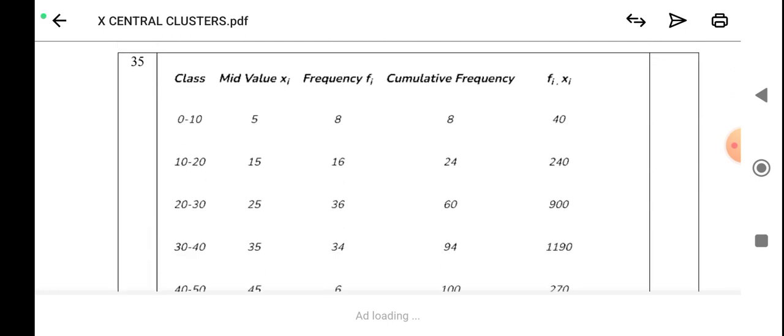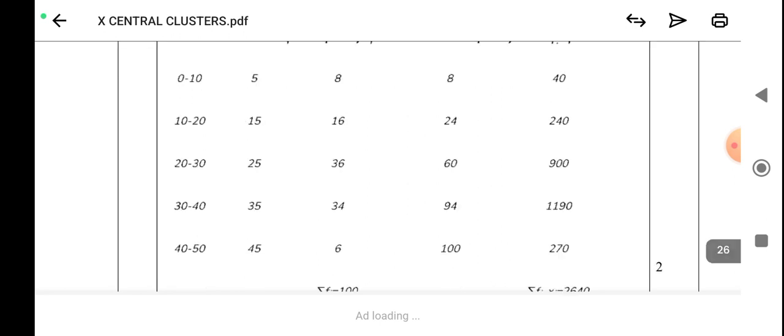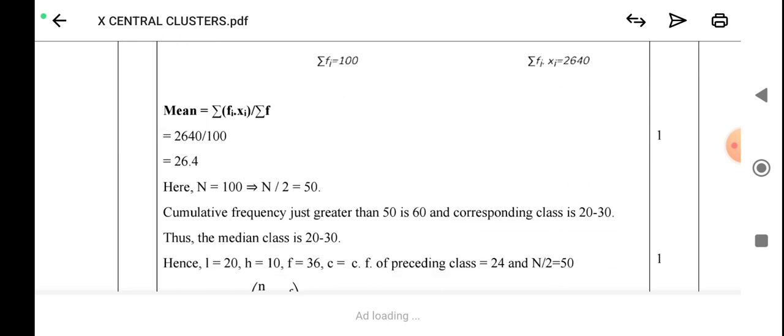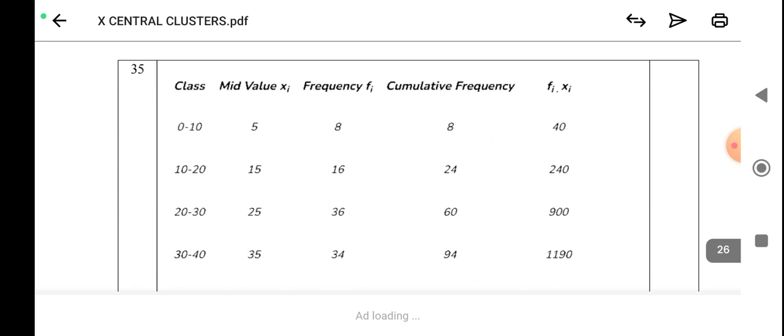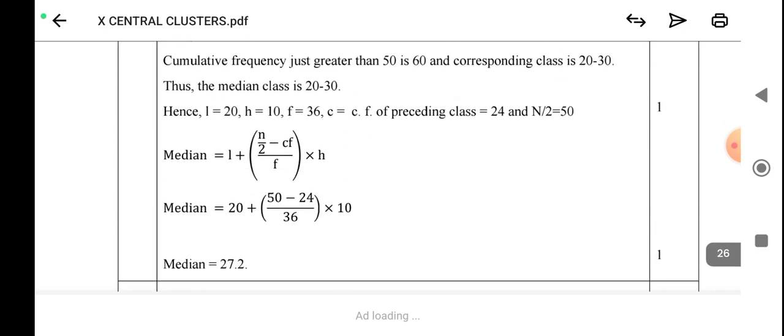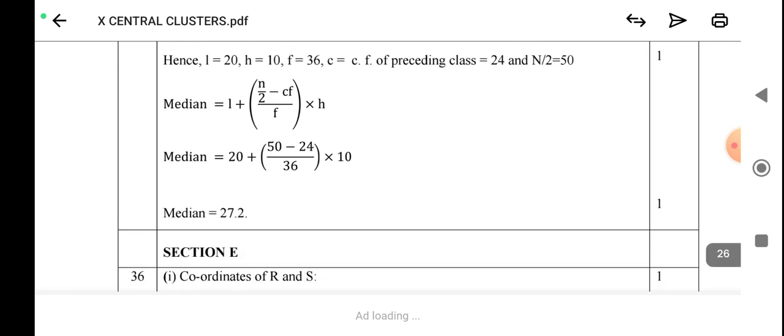My 35th question. I think they are asking median and mean. So they got the value of the mean. I think the mean they have done by using the direct method. Median formula: L plus n by 2 minus C by F into H. Got the answer 27.2.